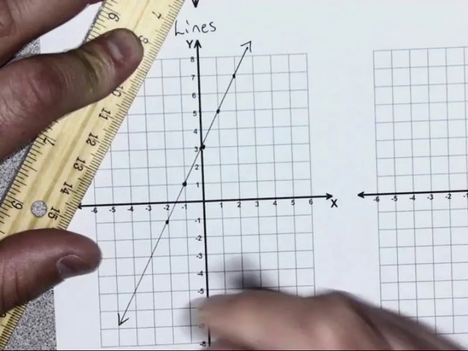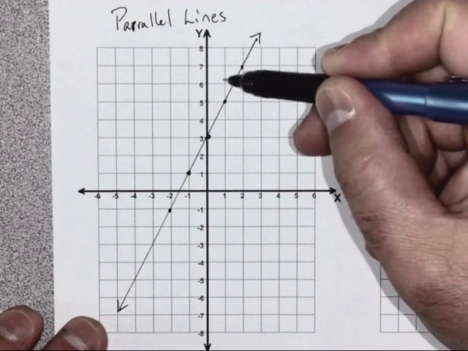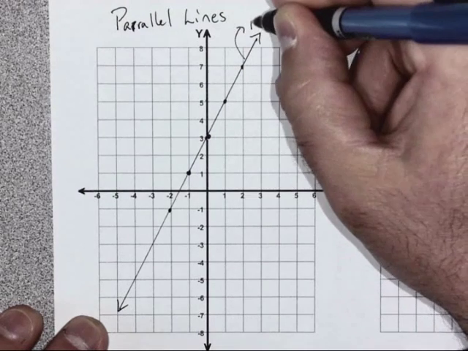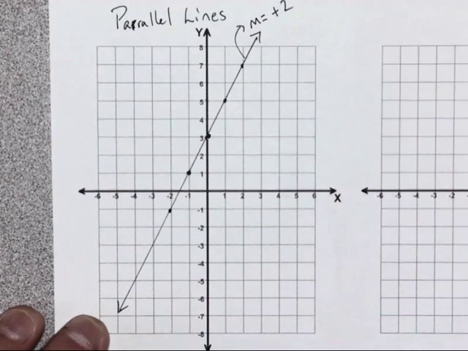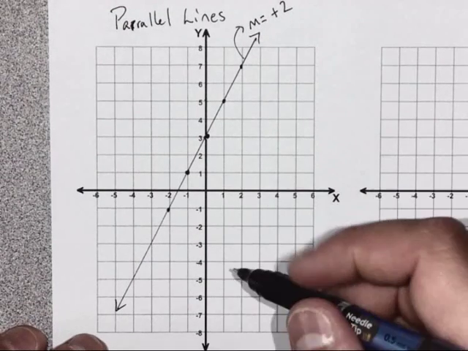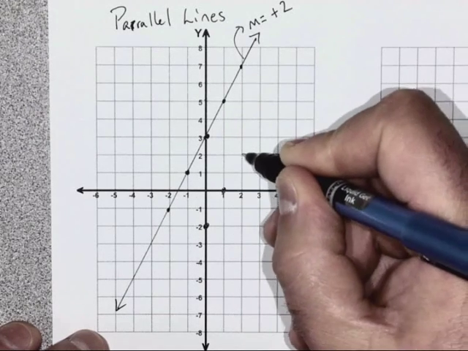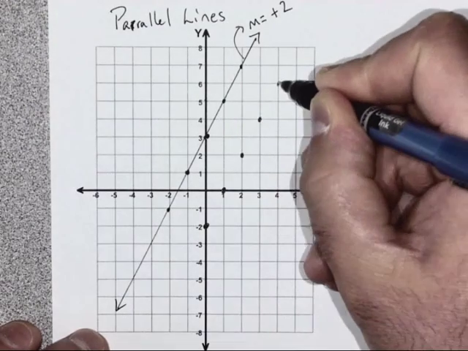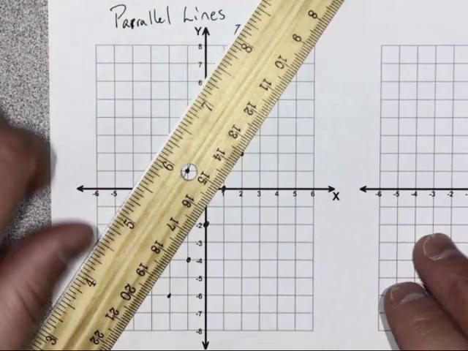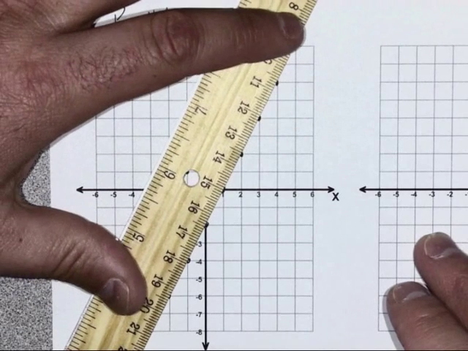So here's a line, right? It has a slope of rise 2, run 1, so it has a slope of positive 2. So if I draw another line that also has a slope of positive 2, they would be what we would consider parallel lines. And not only do parallel lines have the same slope, they also, because of that, will never intersect.